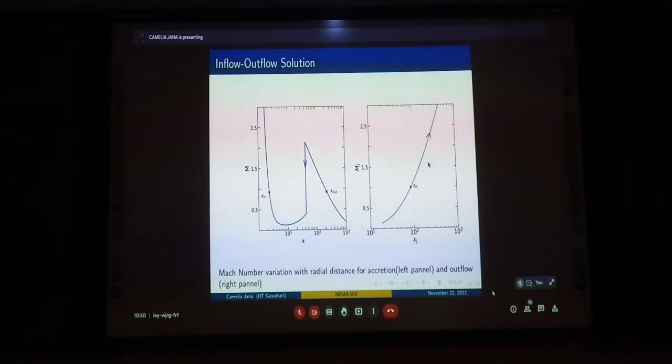And this is the outflow solution. From the shock, it is moving away from the black hole, it will cross the sonic point, it will become supersonic, and it will go away.